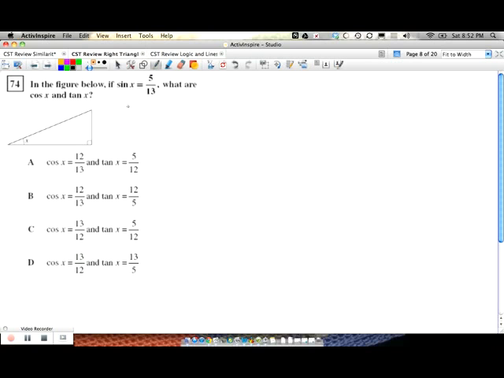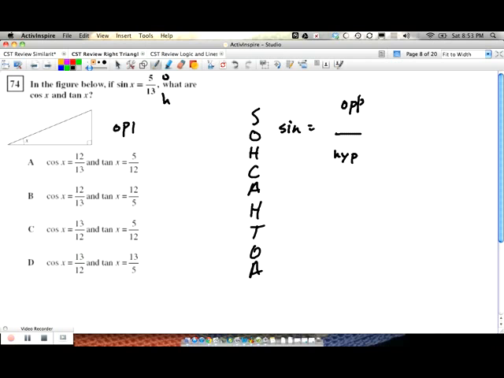In the figure below, sine of x equals 5 over 13. What are cosine of x and tangent of x? Well, if it's asking us about relationships with trig ratios, I always write this out, SOHCAHTOA. So this tells me that sine is going to equal the opposite side over the hypotenuse side. If I look at these pieces, it says 5 would be my opposite and 13 would be my hypotenuse. So here's my opposite because it's opposite the x. The hypotenuse is opposite the right angle, so that's going to be 13. This side will be 5.